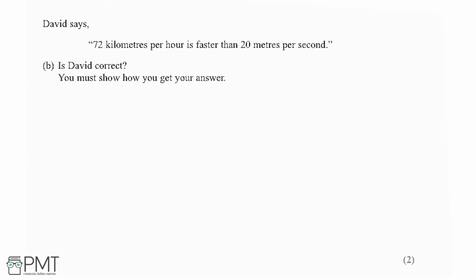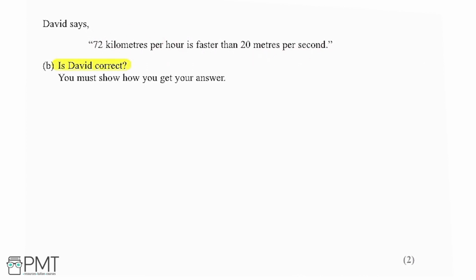Now in part B, David says 72 kilometers per hour is faster than 20 meters per second. And we need to work out, is David correct? Okay, so if you remember in part A what I was saying about working in the same units, to be able to compare this, we need to either change this 72 kilometers per hour into meters per second, or change this meters per second into kilometers per hour.